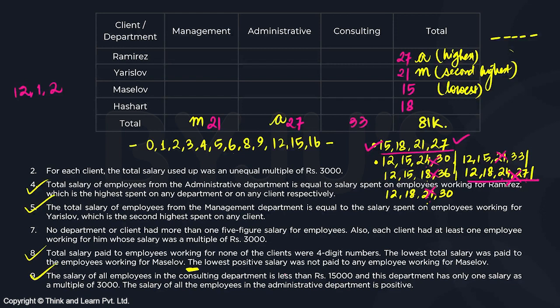Now it is given that the lowest positive salary was not paid to an employee working. So 1 is the lowest positive salary, so this was not paid. So the next possibility is if we take 0 and 3. Fine. This completely makes sense. 12, 0 and 3. Now, for 18, we will need a 15 and then we'll need a 1 and 2. So this is 18. So we are done with 0, 1, 2, 3, 12 and 15.